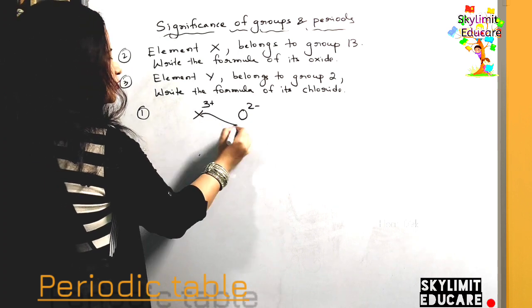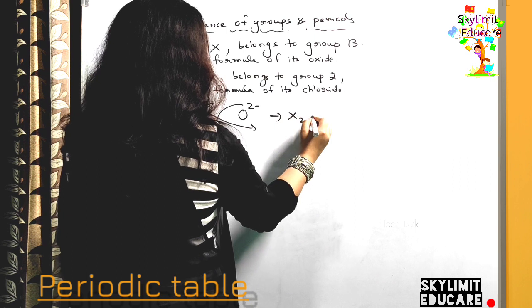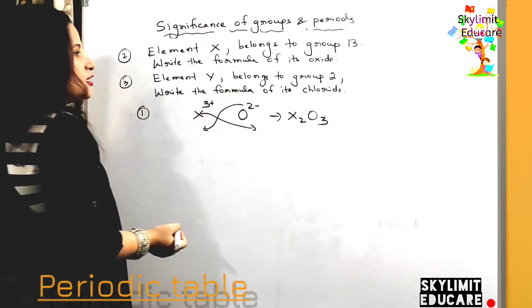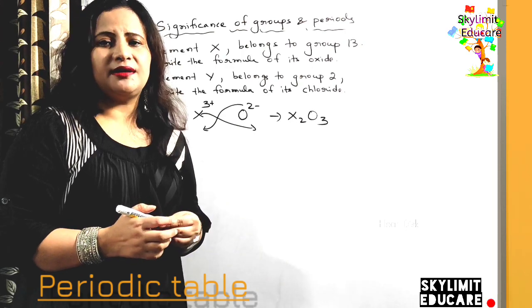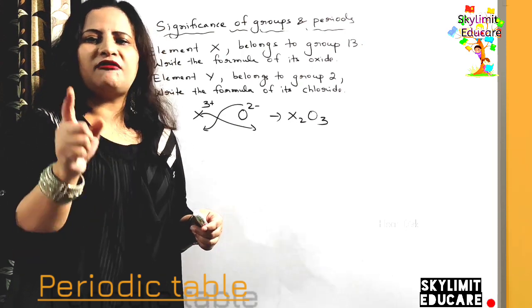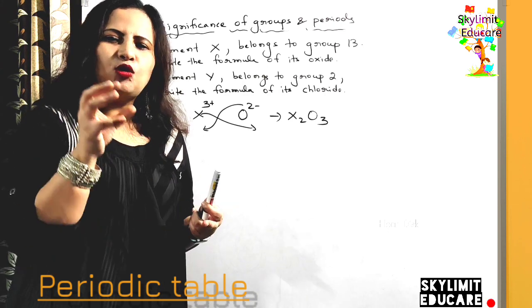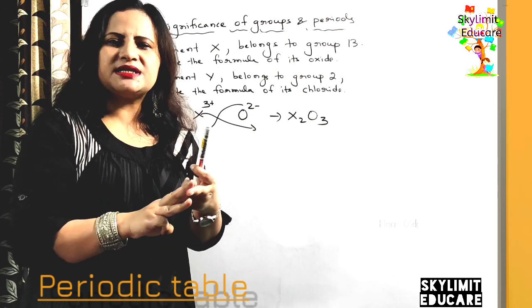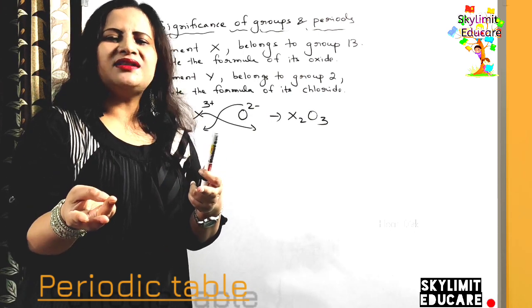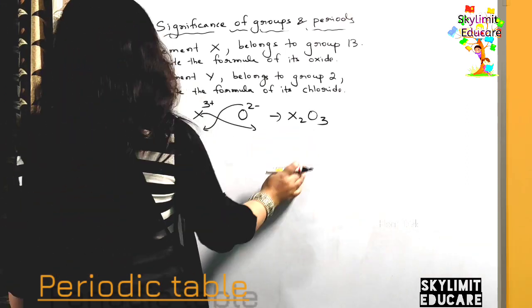So now what are you going to do? You are just going to crisscross it. So what is the formula of the oxide? X2O3. You just have to determine the valency of that element. The group number is given, so from the group number we can find out the number of valence electrons. And knowing that the number of valence electrons is 3, obviously it will donate 3 electrons. So the formula of the oxide is X2O3.